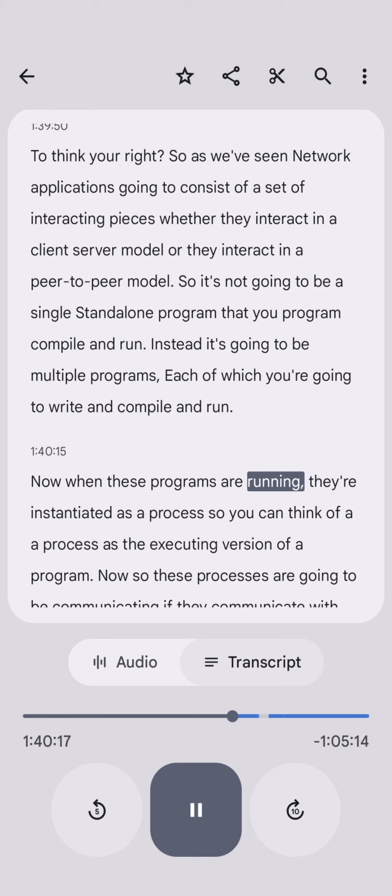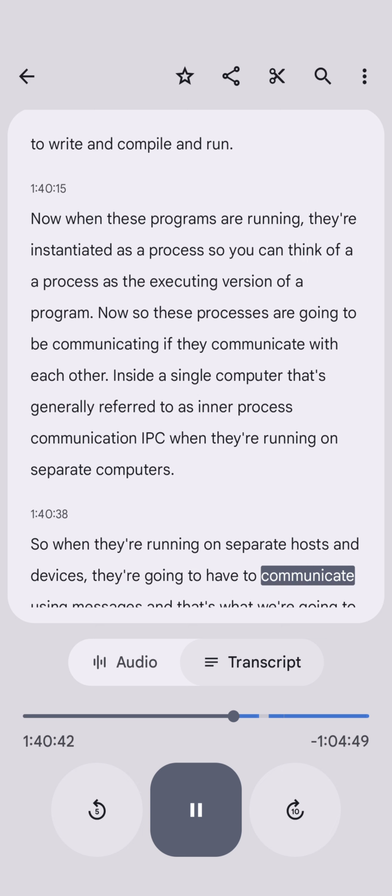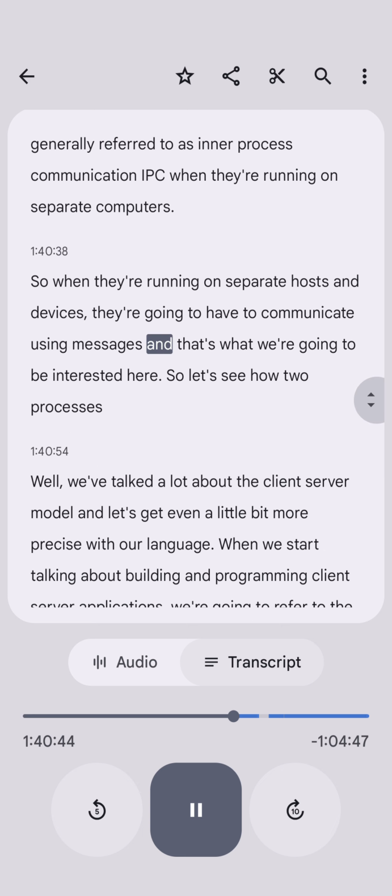Now, when these programs are running, they're instantiated as a process. So you can think of a process as the executing version of a program. These processes are going to be communicating. If they communicate with each other inside a single computer, that's generally referred to as inter-process communication, IPC. When they're running on separate computers, on separate hosts and devices, they're going to have to communicate using messages. And that's what we're going to be interested in here.